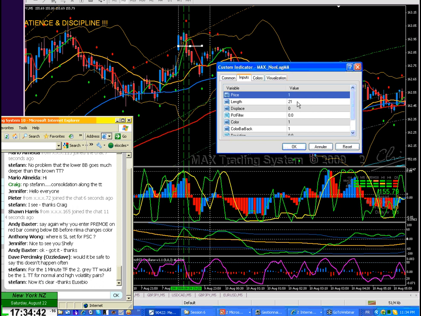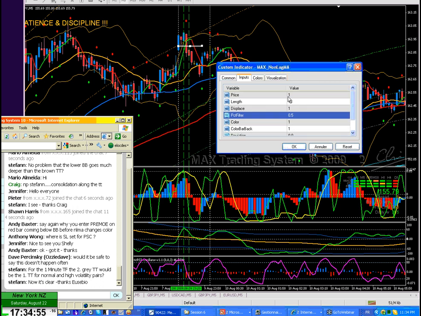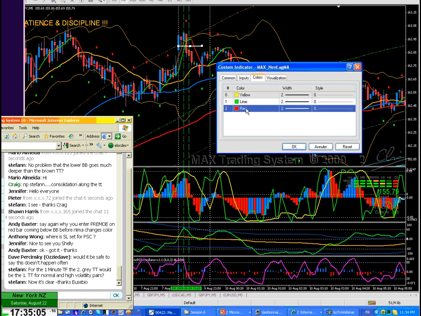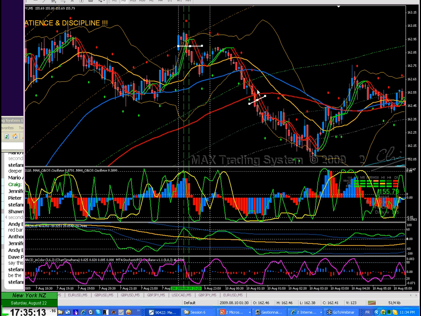We will keep 13 for the number of periods, a displace of 1, and the filter of 0.5, and the other parameters don't change. So 1 for the open, 13 for the length, like the previous non-lag, 1 for the displace, and 0.5 for the filter. And we'll keep the same colors, lime for an up movement and red for a down movement. And you will see now a small channel. You see the second non-lag, and with the first non-lag, they form a small channel.